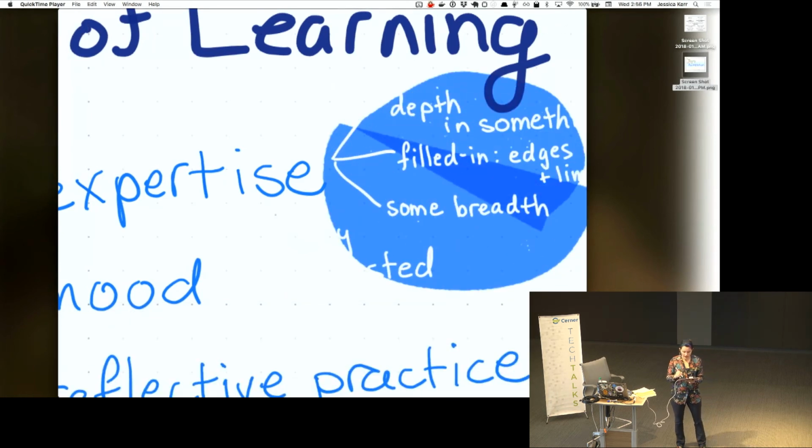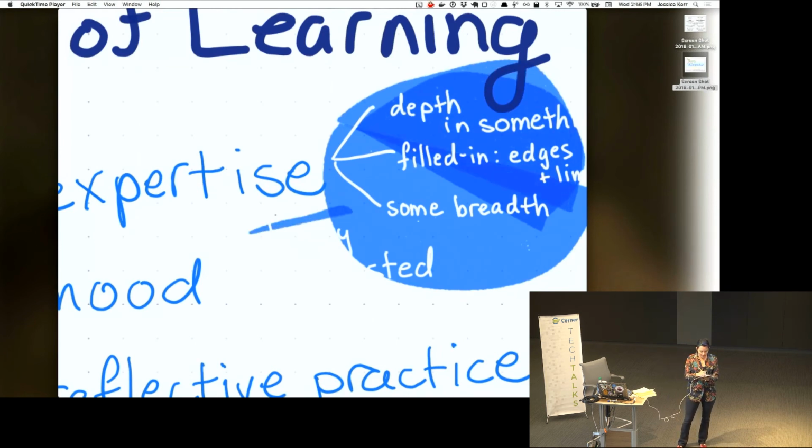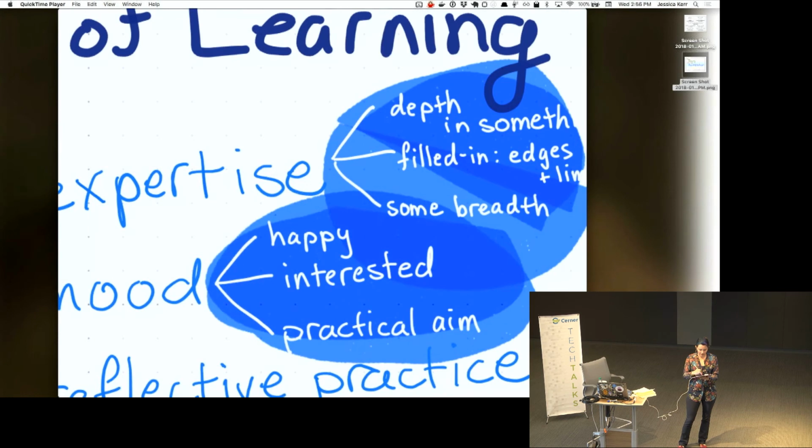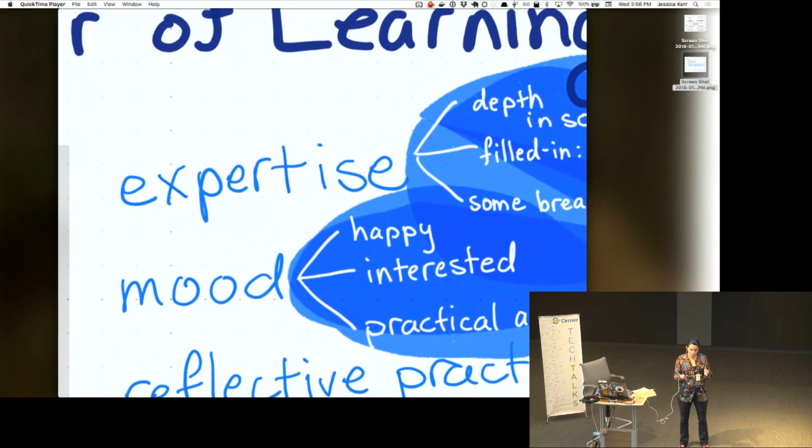And make sure that's filled in, you know, when not to use it. And then know a little bit about a lot of things. My grandmother always used to say, know just enough to have a conversation about 1,000 different things, because then you get more conversations. It's great. Your mood is affected, so when you feel interested in something and have a practical aim is the best time to learn more about it.